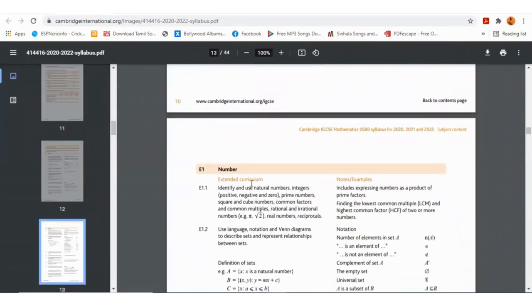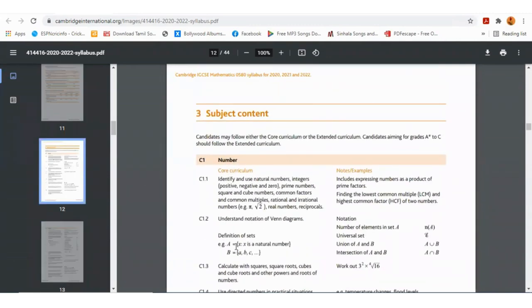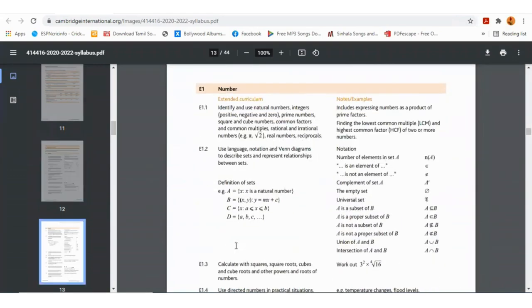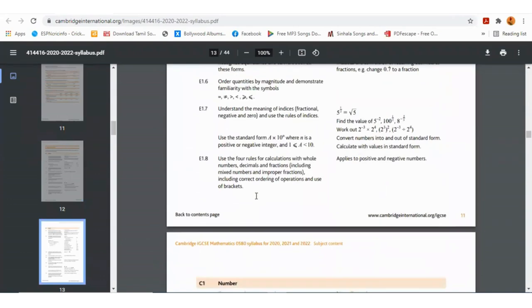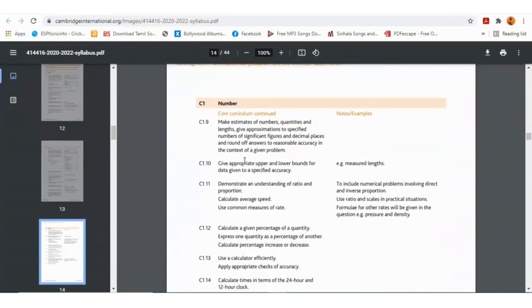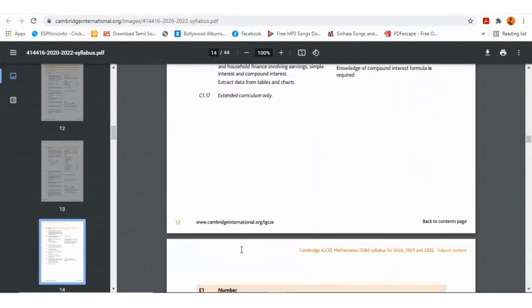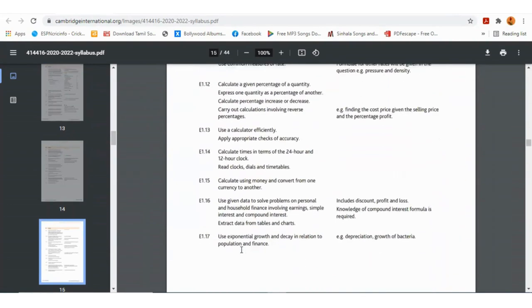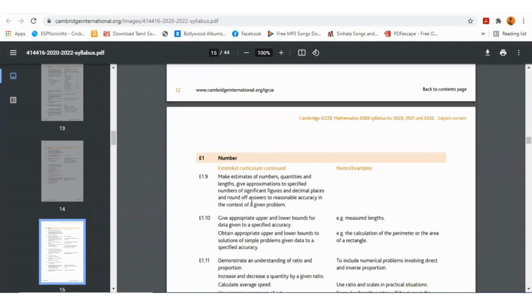So you can see the extended curriculum is pretty much the same, a few points will be there. So if you compare those two pages, you will see the same points will be there, but there'll be an additional few points. So you can see core might be only a few points. Extended has more than that, right? So always that will be the case, okay?